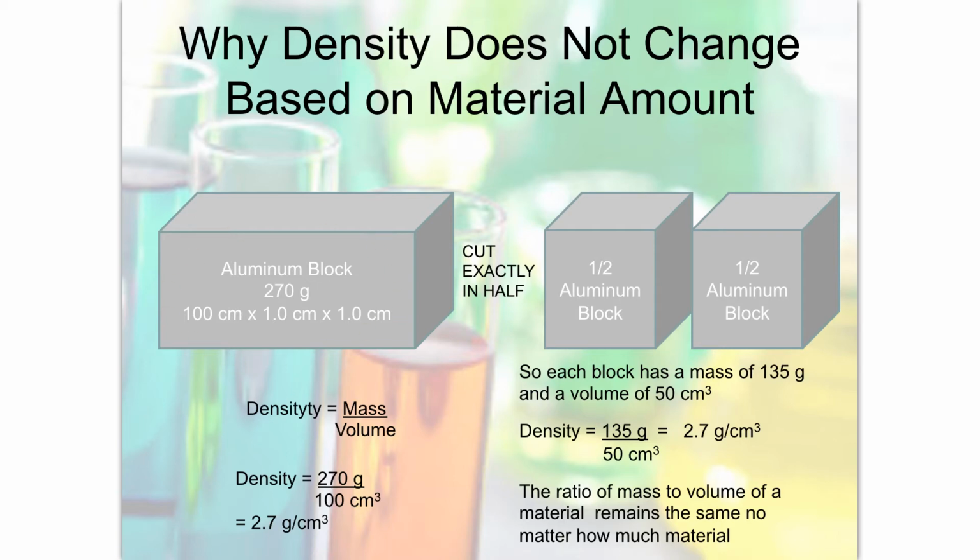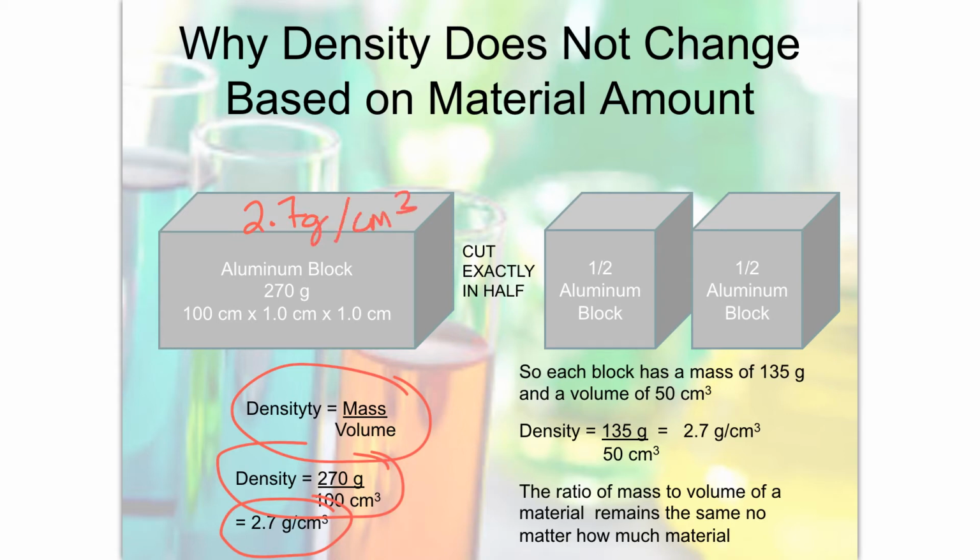Here's my aluminum block. I've measured the mass and it says 270 grams. I measured the volume and it's 100 times 1 times 1, so those are the dimensions, so the volume is 100 cubic centimeters. Remember, it's length times width times height. I go to my density calculation and there it is, mass over volume. I put in my values and I get 2.7 grams per cubic centimeter. So I'm going to write that right here, 2.7 grams per cubic centimeter. That's the density of this large block right here, right?